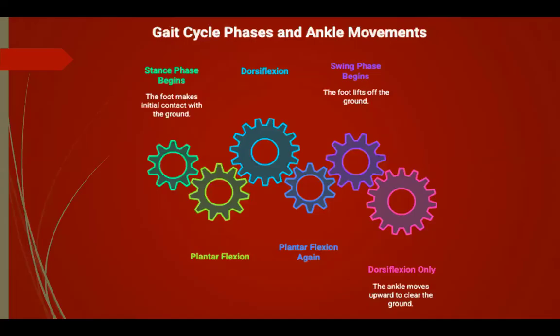So there are two alternate cycles of plantar flexion and dorsiflexion. When the foot touches the ground, there is first a cycle of plantar flexion, then dorsiflexion, then plantar flexion again, and then in the swing phase, there is dorsiflexion. So there are three cycles of plantar flexion, dorsiflexion, and again plantar flexion in the stance phase, and there is dorsiflexion in the swing phase.